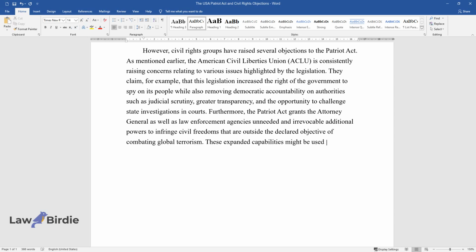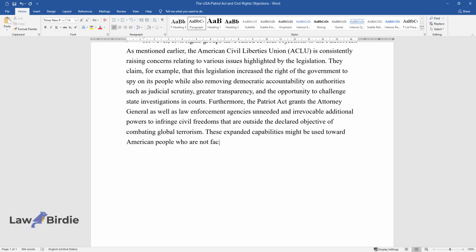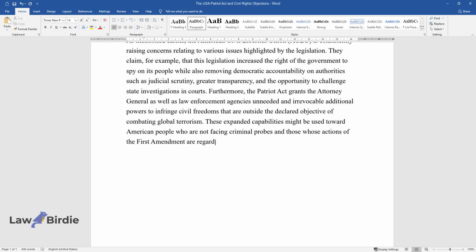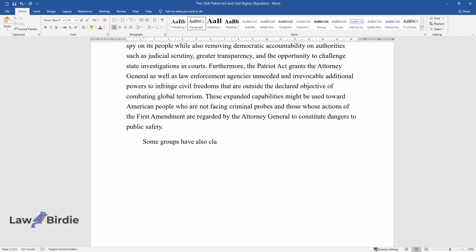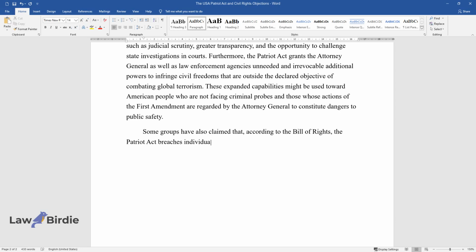These expanded capabilities might be used toward American people who are not facing criminal probes and those whose actions of the First Amendment are regarded by the Attorney General to constitute dangers to public safety. Some groups have also claimed that, according to the Bill of Rights, the Patriot Act breaches individuals' rights, which are found in the Fourth Amendment.